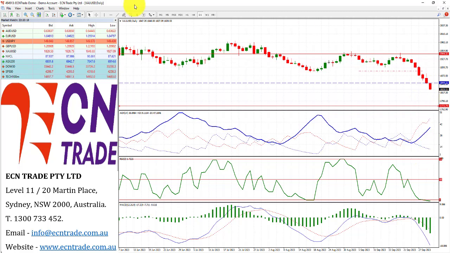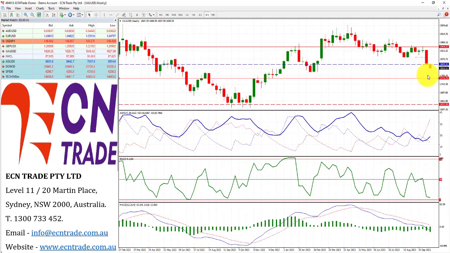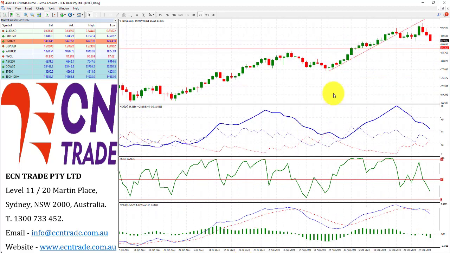But overall, from a broader picture, there is still some room to take the challenge lower, at least down towards these lows seen earlier this year, which was somewhere around the region of 1,800 figure 6.